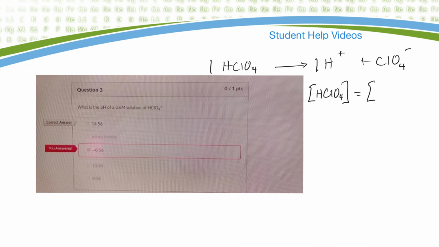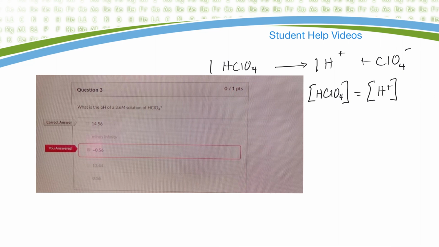All right, here's a couple of good questions. First one says, what's the pH of a 3.6 molar solution of perchloric acid? So perchloric acid, HClO4, in water dissociates to hydrogen ions and perchlorate ions. And for one of those, you get one of those. So the concentration of HClO4 is the same as the concentration of hydrogen ions.